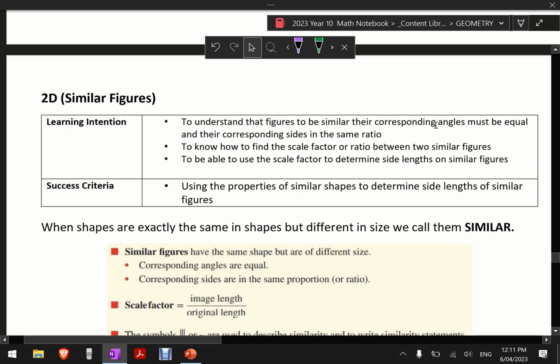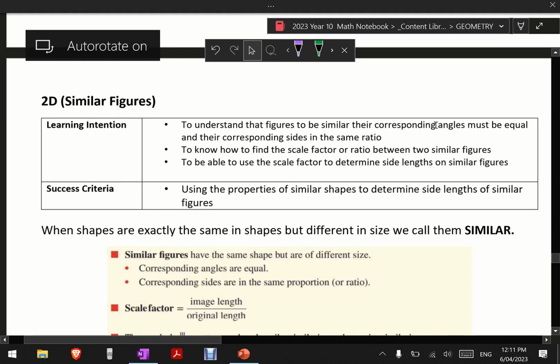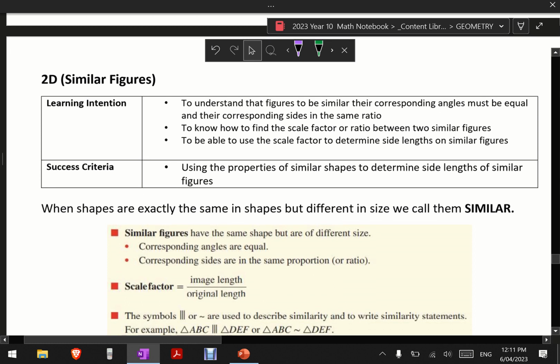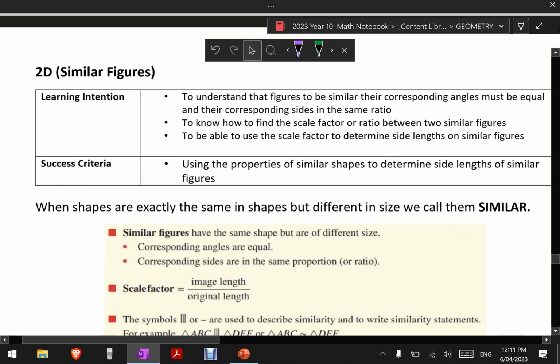All right, students, welcome to the last lesson of our geometry unit. And for this session, we're going to be looking at 2D, which is on similar figures.